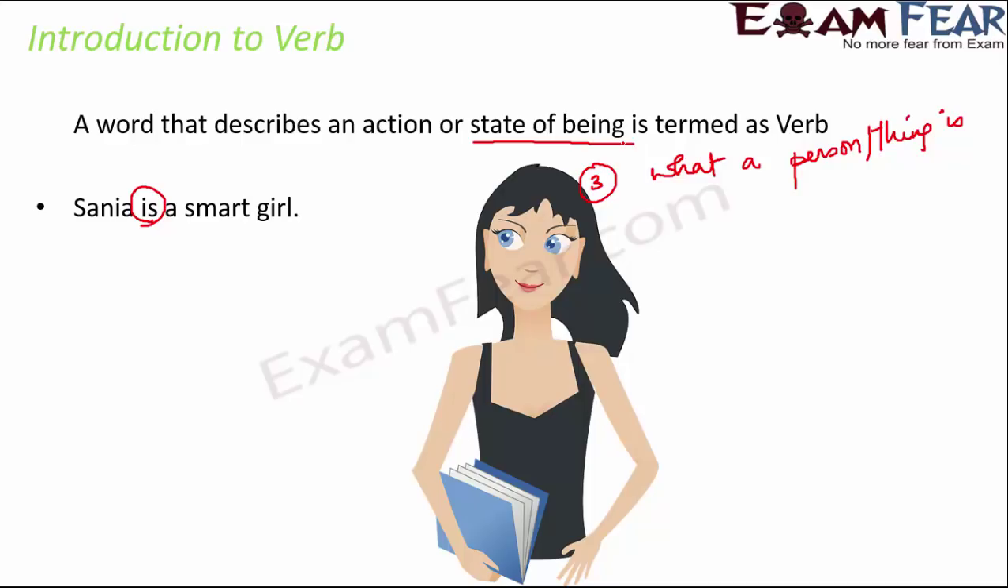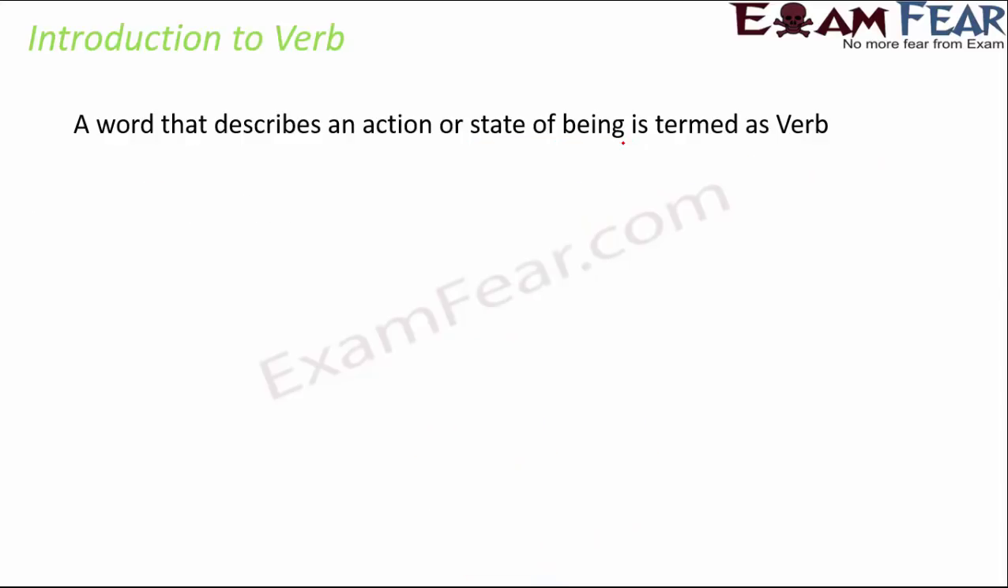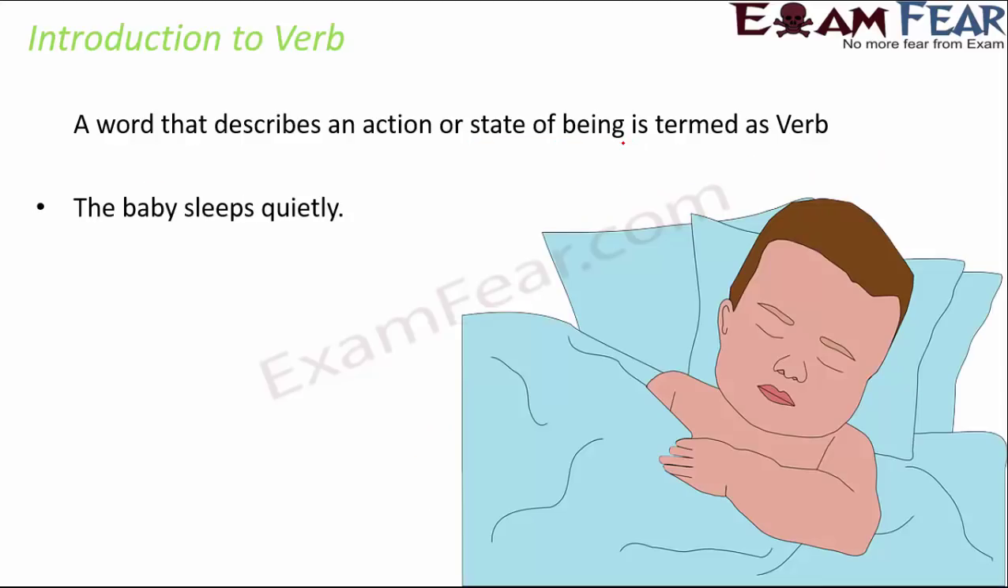So what we understand is a verb can either tell us what a person or thing does, or what is done to a person or thing, or what a person or thing is. Okay, let's look at a few more examples. The baby sleeps quietly. Can you tell me which is the verb? What is the action that is being done here? Sleeping is the action because the baby is sleeping. So sleeps is the verb.